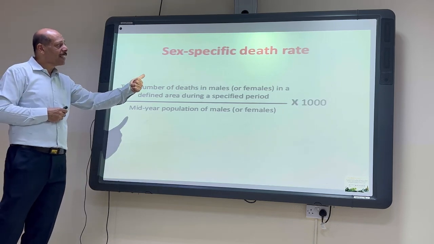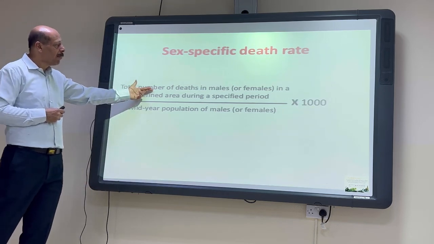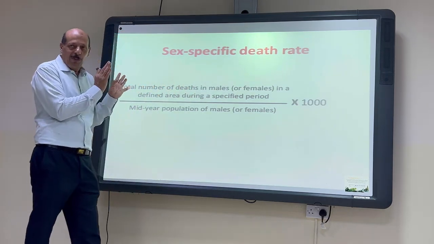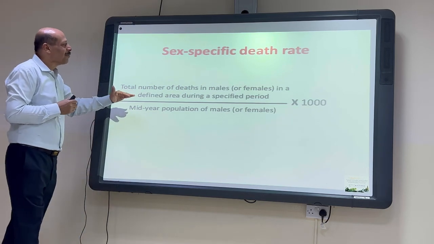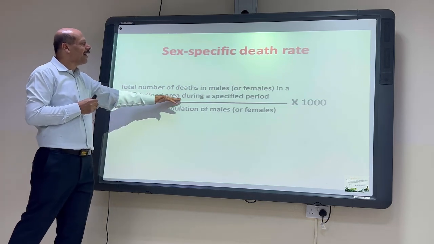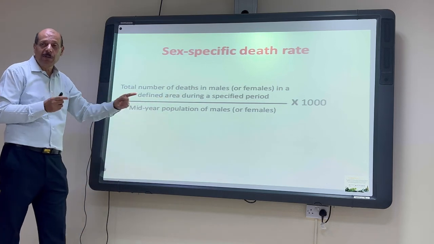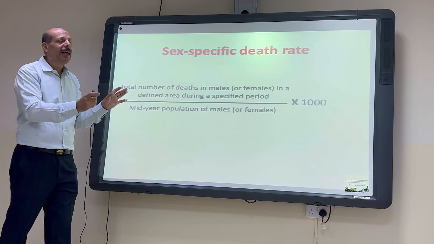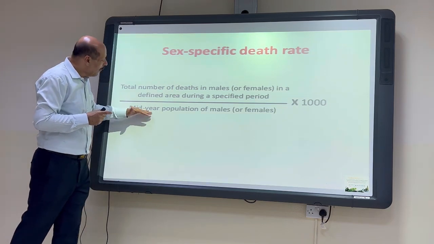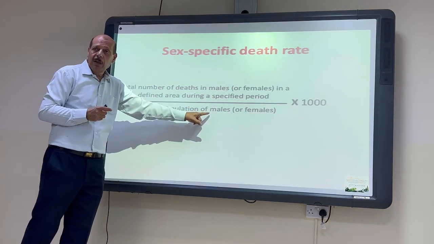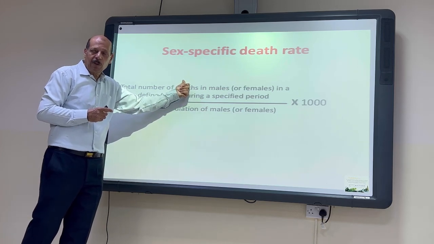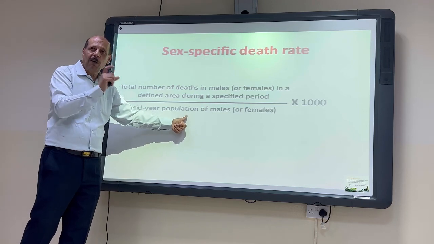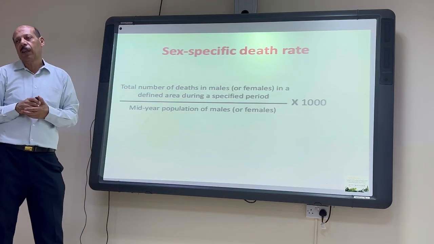So sex-specific death rate also, which is the total number of deaths in male or female. We'll take one at a time. In a defined area during a specific period, دائما في عند specific period, always a specific period is there and a specific target is there, over the mid-year population of the male. If I am taking the death for male, I have to take the number of population of the mid-year for the male, then multiply by 1,000.